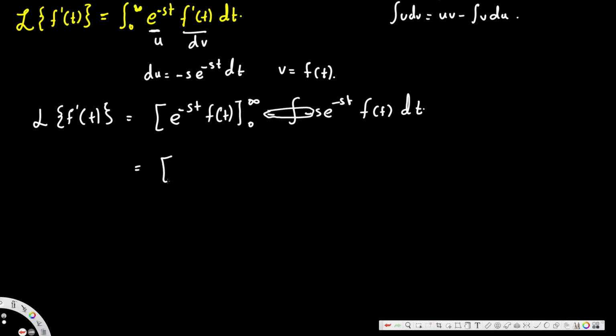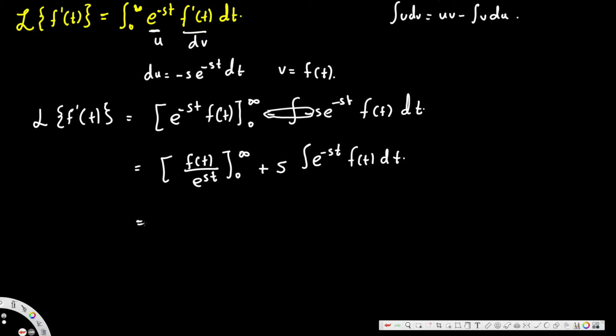So this will turn into f(t), and e^(-st) means that it's in the denominator, e^(st), going from 0 to infinity, and here it's going to be plus s times the integral. We are integrating with respect to t, so s is going to be treated as a constant, and we can move it to the front, and the integration of e^(-st) f(t) dt.